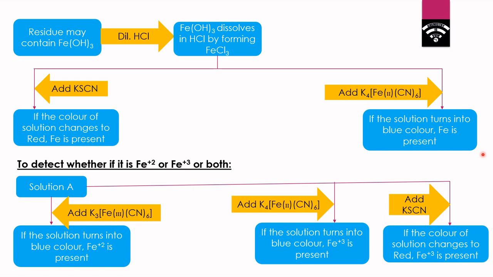In the next part, if we add potassium ferricyanide and the solution turns blue, we can confirm that Fe+2 is present in the solution. The blue color obtained with Fe+3 and potassium ferrocyanide is called Prussian blue, or ferriferrocyanide, and the blue color obtained with ferrous ion and potassium ferricyanide is called Turnbull's blue, or ferroferricyanide.